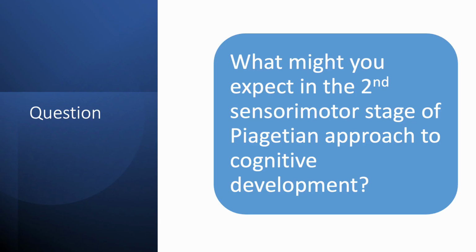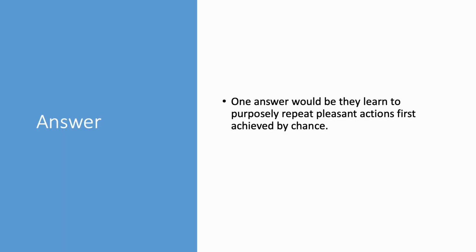Let's do a quick question. What might you expect in the second sensorimotor stage of Piagetian approach to cognitive development? If you don't know the answer, it's okay to go back and look it up. One answer would be that they learn to purposely repeat pleasant actions first achieved by chance.